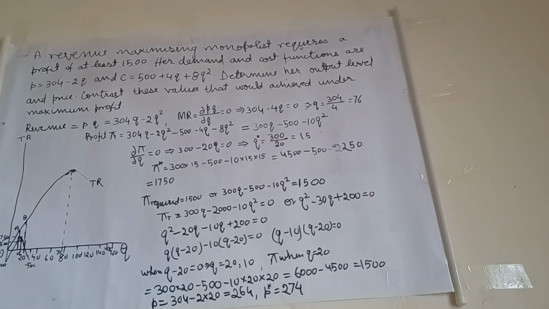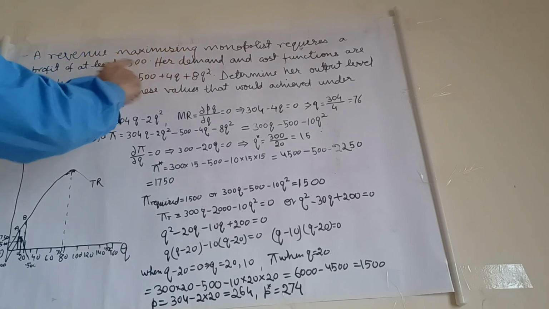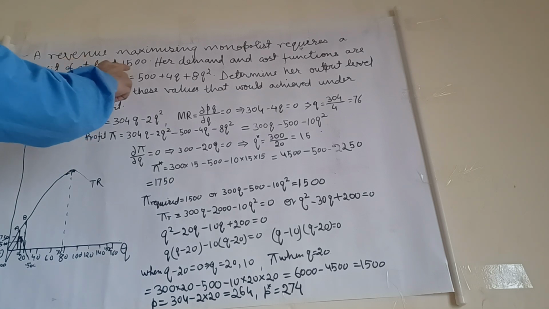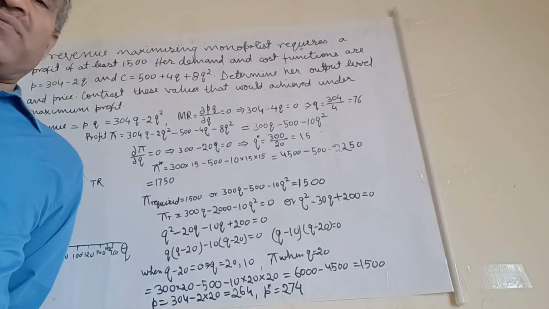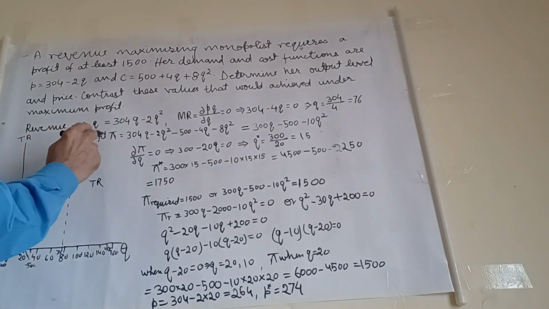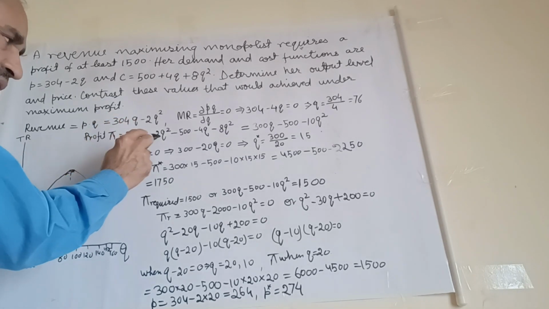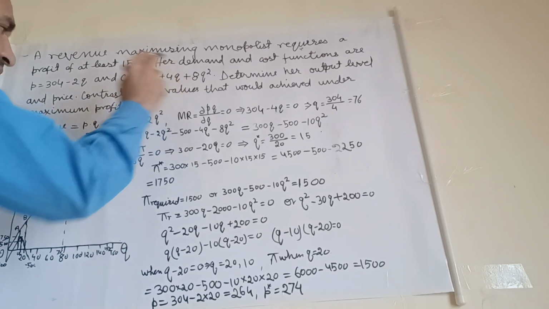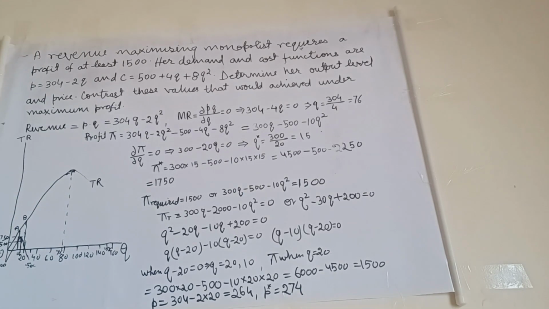Now we have learned one part, that revenue maximizing means revenue will be maximized at higher Q when the profit is at least 1500. So I go for the profit function. As you all know, profit is equal to total revenue minus total cost. So profit π is equal to total revenue, 304Q - 2Q², and the cost is here, so minus 500 minus 4Q minus 8Q².